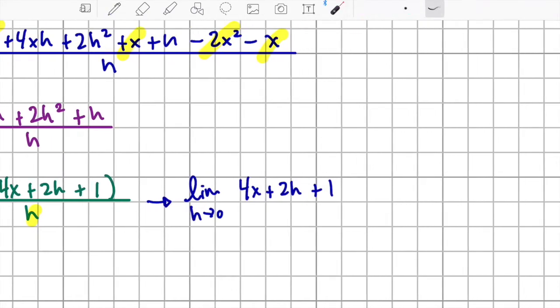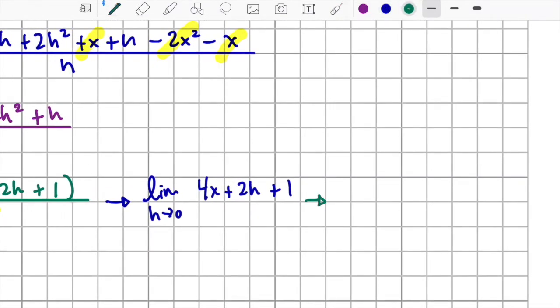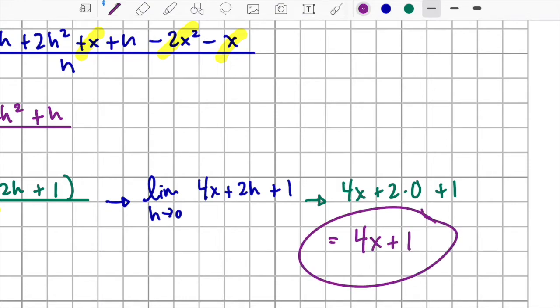So now we're ready to evaluate the limit, but I don't want you making this mistake. I saw this the other day where you plug the 0 into x. You plug in the 0 into h, not x, because h is approaching 0. So if I plug it into h, you don't need the limit sign anymore, so it'll be 4x plus 2 times 0 plus 1. And if I simplify that, that just leaves me with 4x plus 1.